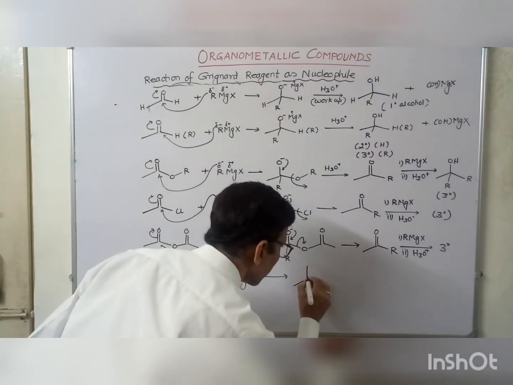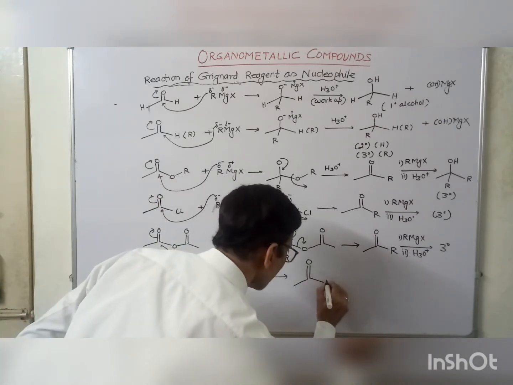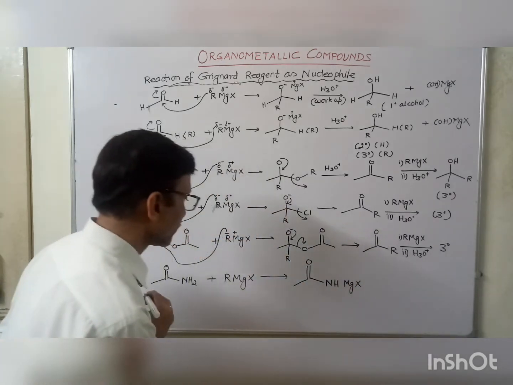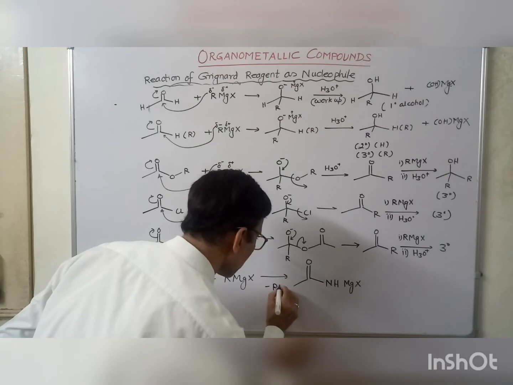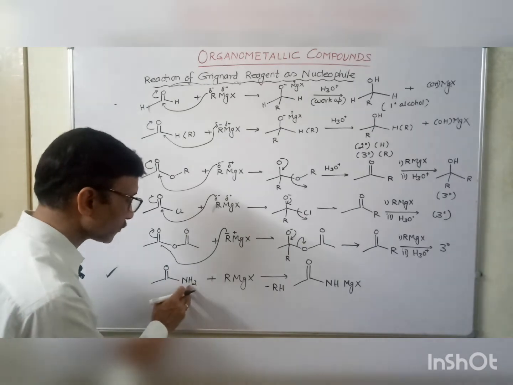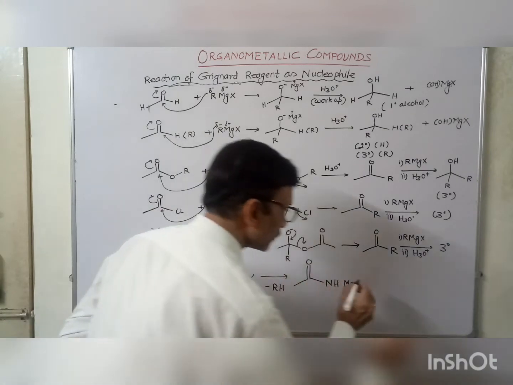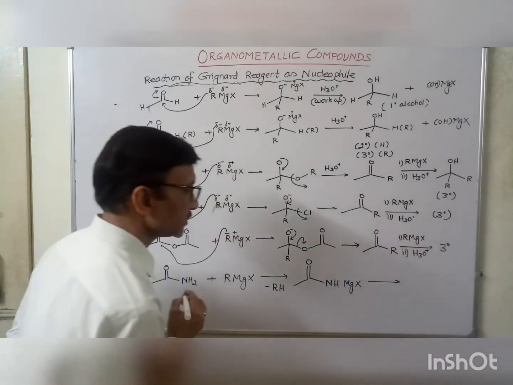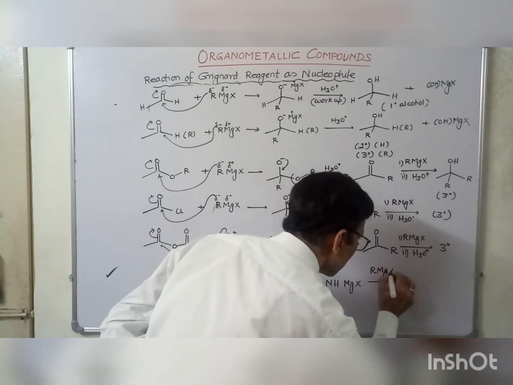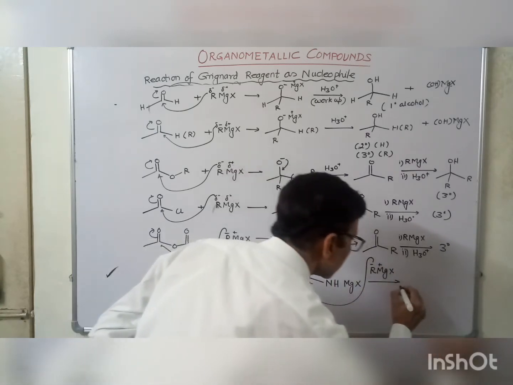So first of all this acid-base reaction will take place, so NHMgX will form, and here minus RH. So this will act as a base here. It will extract one of the acidic hydrogens, and we will get this one. Now in the next step, another molecule of this Grignard reagent will now attack this electrophilic center.